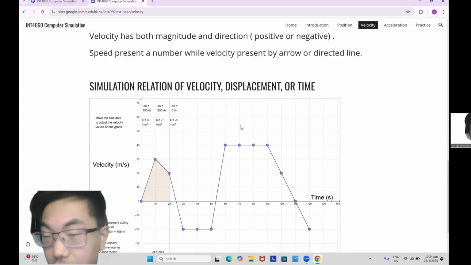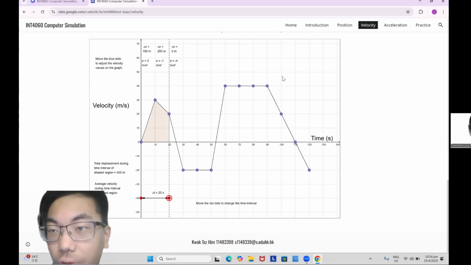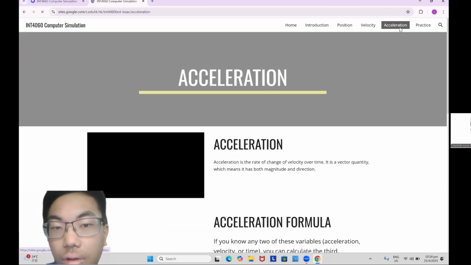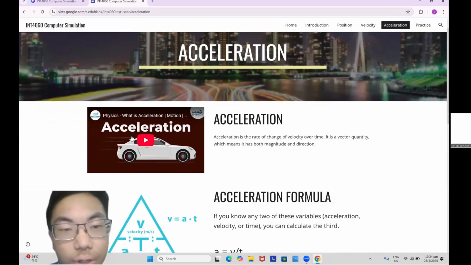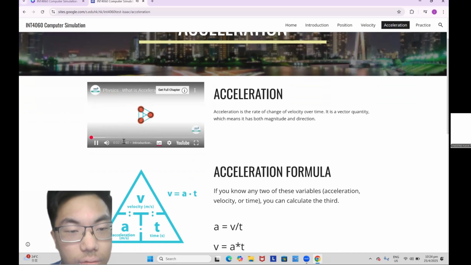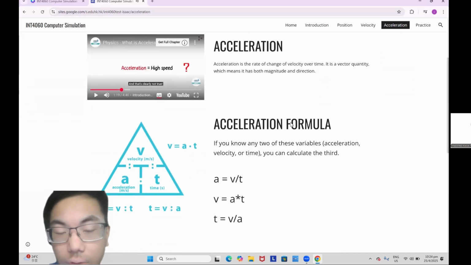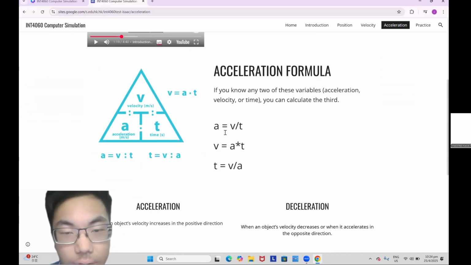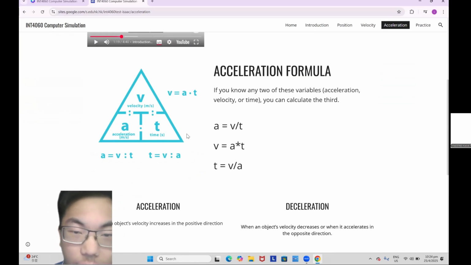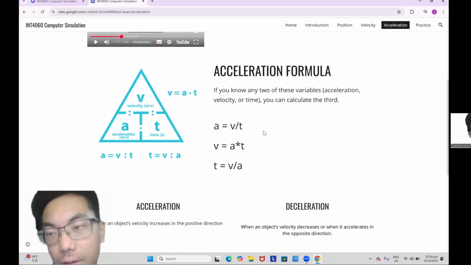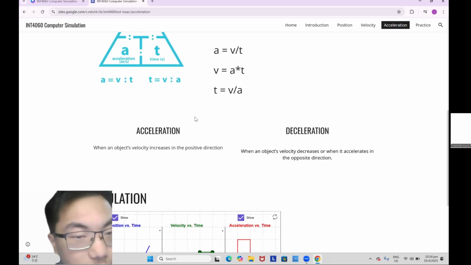Okay, so let's move on to the accelerations. The acceleration web page will also include the videos. People relate acceleration to high speed. And also the formula here: acceleration equals the change in velocity over the time.